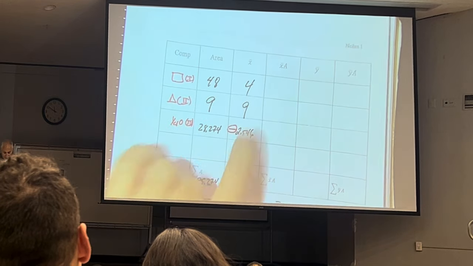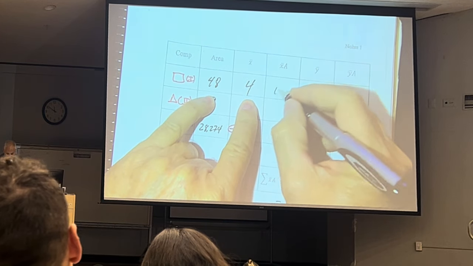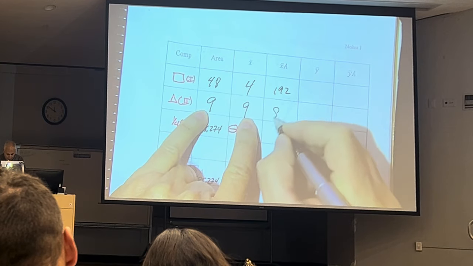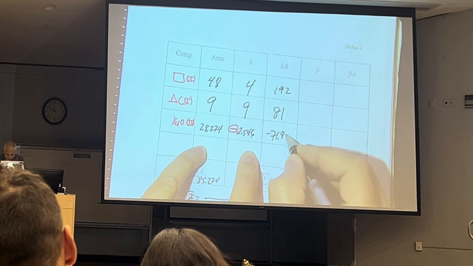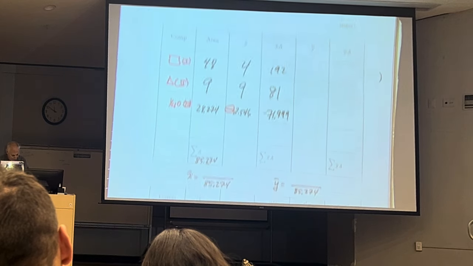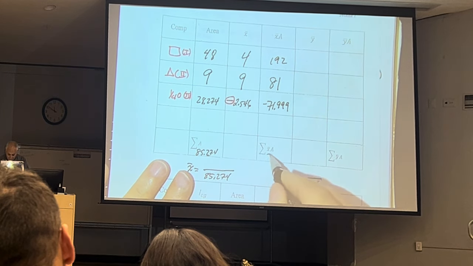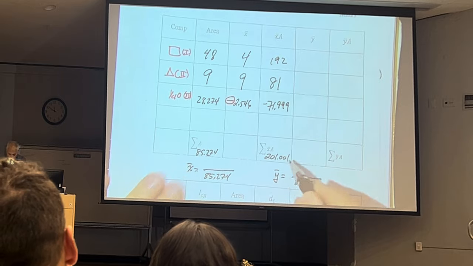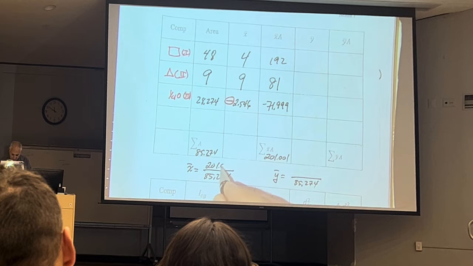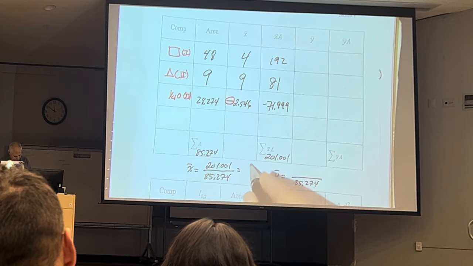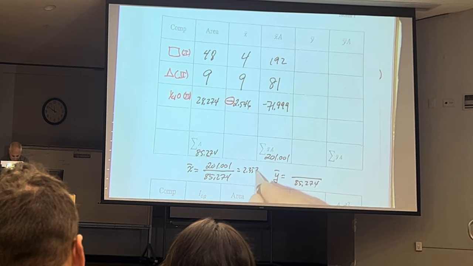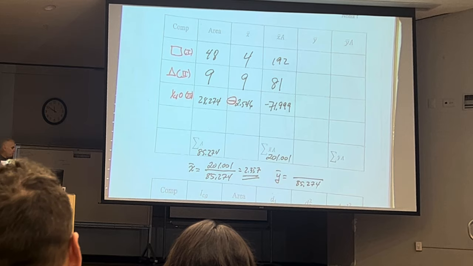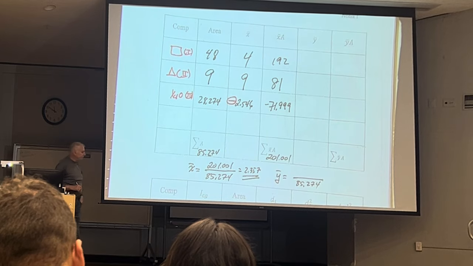All right, multiply these two numbers together, 192, multiply these together, 81, minus 71.999. Sum, 201.001. 201.001 gives me 2.357. 2.357.